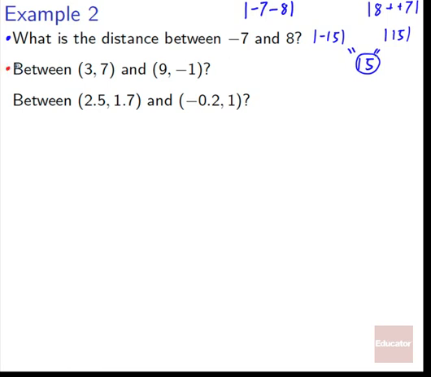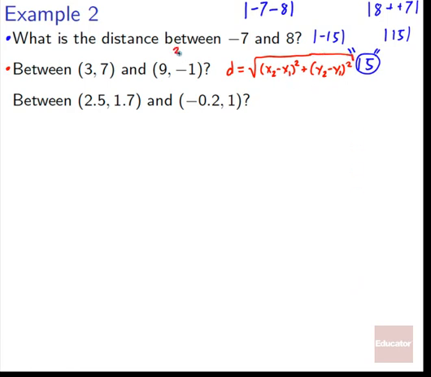What if we want to figure out what the distance is between (3, 7) and (9, -1)? Well, remember, we're working off of what we figured out before with the Pythagorean theorem and how that applied to distance. So it's going to be the square root of the difference between our horizontals squared plus the difference between our verticals squared, square root of all of that stuff. So formulaically, it is d equals the square root of (x2 minus x1) squared plus (y2 minus y1) squared. Square root of all of that.